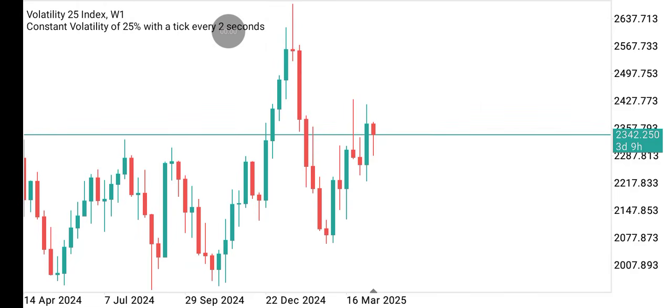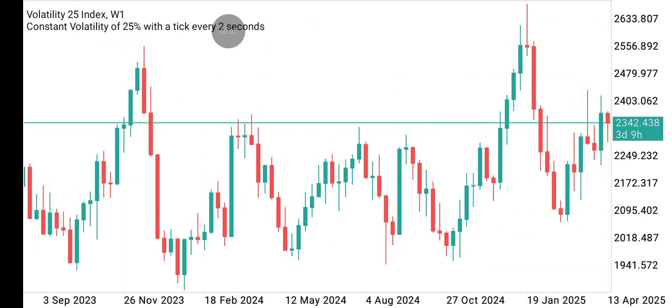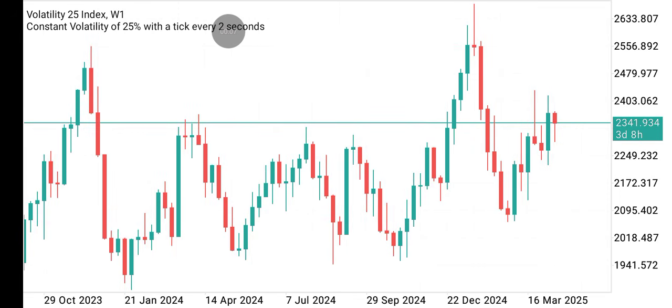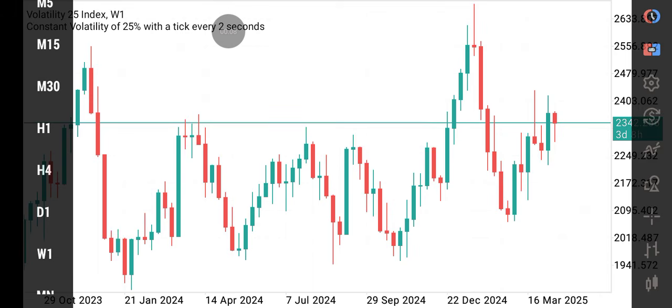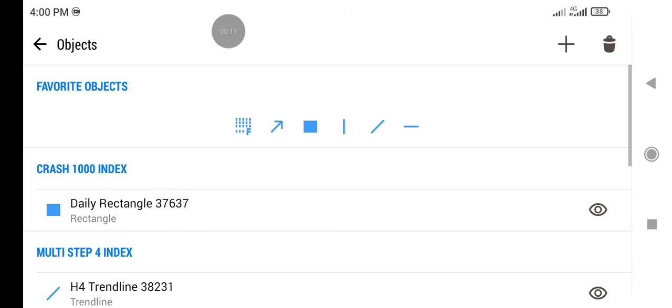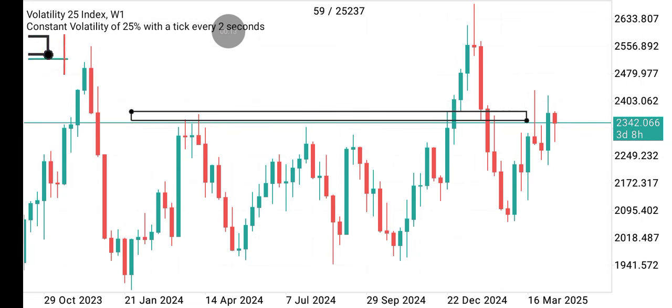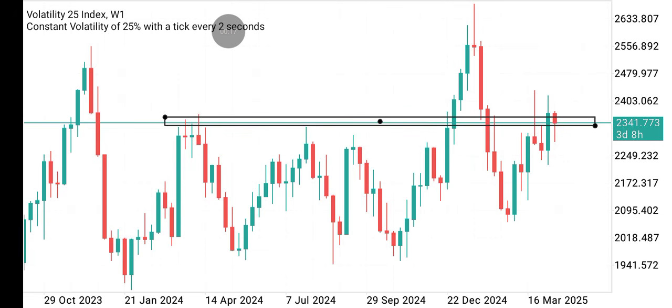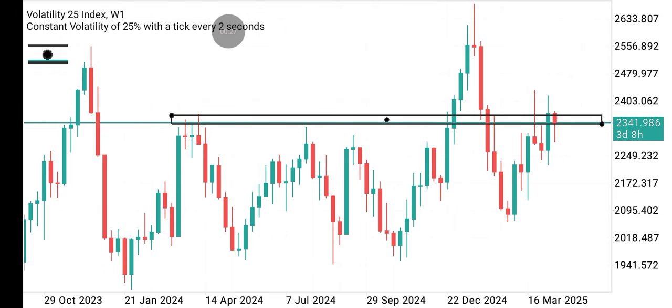So let's analyze this particular pair together. You can see this is the VIX 25 index, and we are on the weekly time frame. All right, so let's look at it. From what you can see here, we have a very strong zone, and you should also understand that the highs of the candlestick, like the opens and the close, the highs and the lows of a candlestick on the weekly time frame, are very strong zones when you go to a lower time frame.